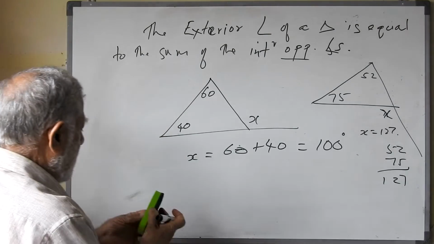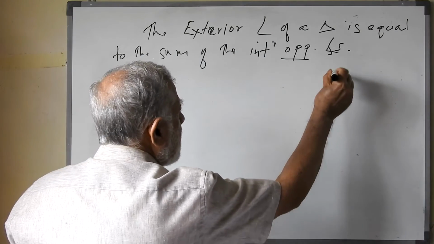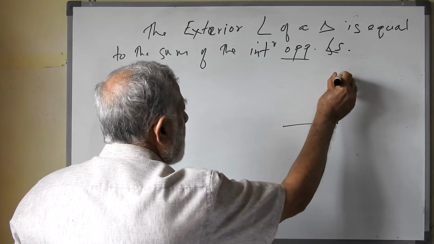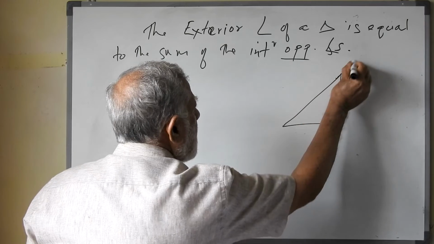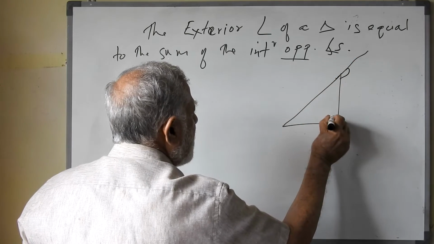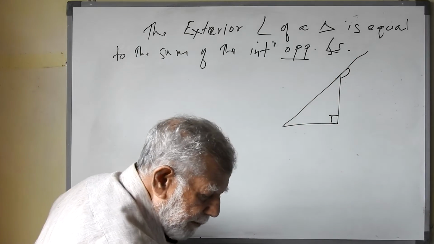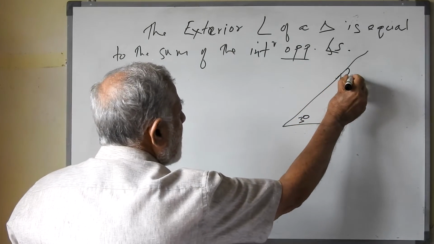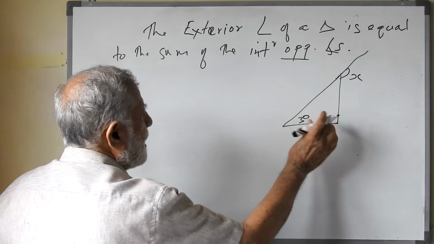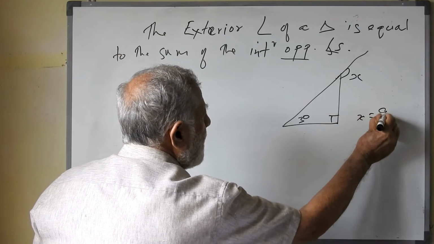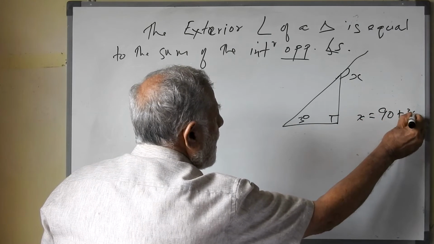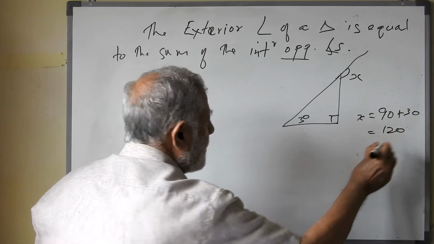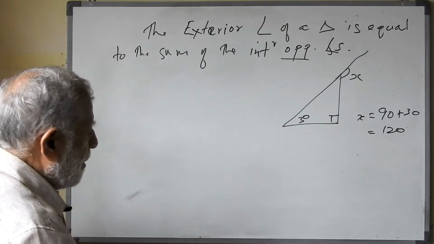We'll take another example. Look at this one. Produce, and this is the exterior angle, and is 90 degrees. And we have this as 30 degrees. So exterior angle, we say x is equal to 90 plus 30. That is equal to 120 degrees. We'll take another example. Look at this.